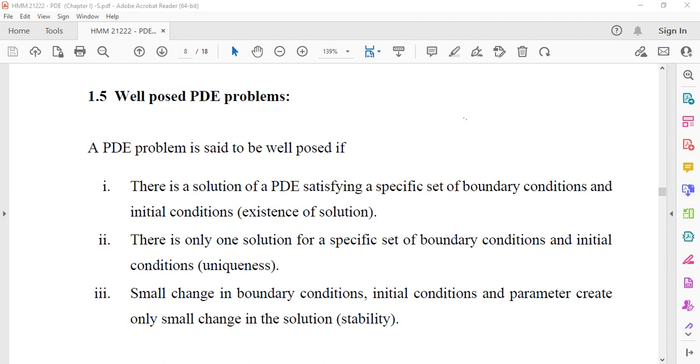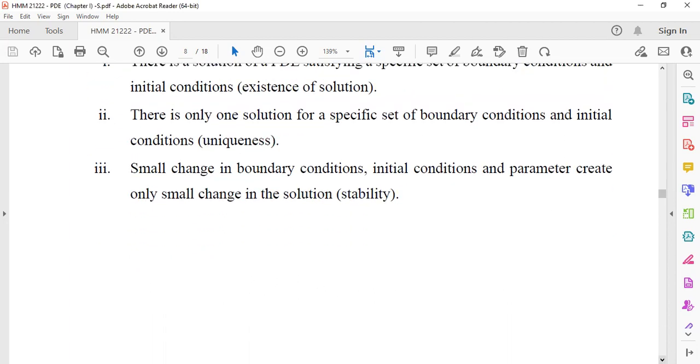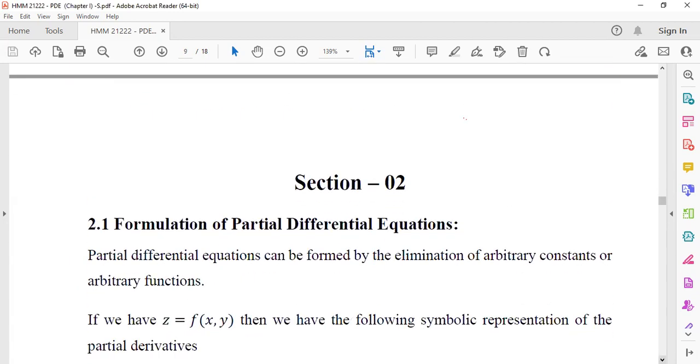Okay, I think these are all for lecture 1. Now we are coming to the actual lecture 2. So it is our section number 2, because, as I told you, you can see the chapters I have divided like 1, 2, 3, 4.